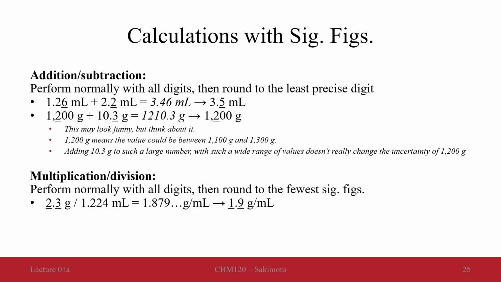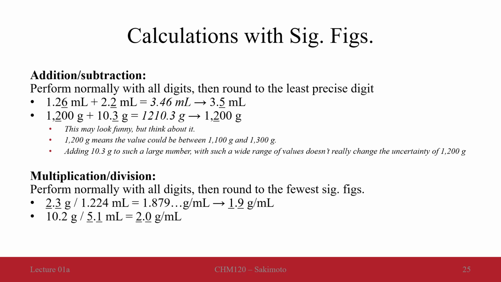It doesn't matter how precise my 1.224 is, it's more precise, and so we are limited by the less precise thing, 2.3 grams, 2 sig figs. Again, we can see if we go 10.2 grams divided by 5.1 milliliters, we round to two significant figures, in this case giving us 2.0 grams per milliliter.